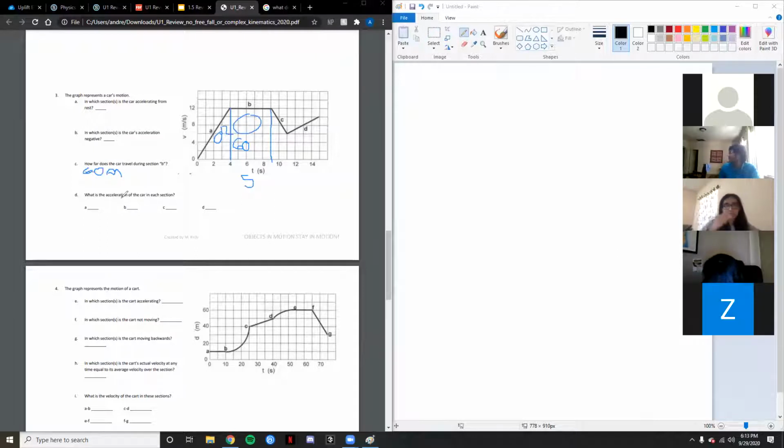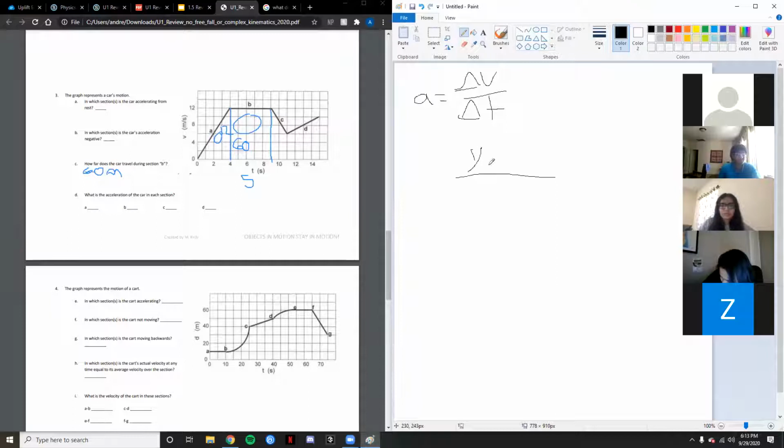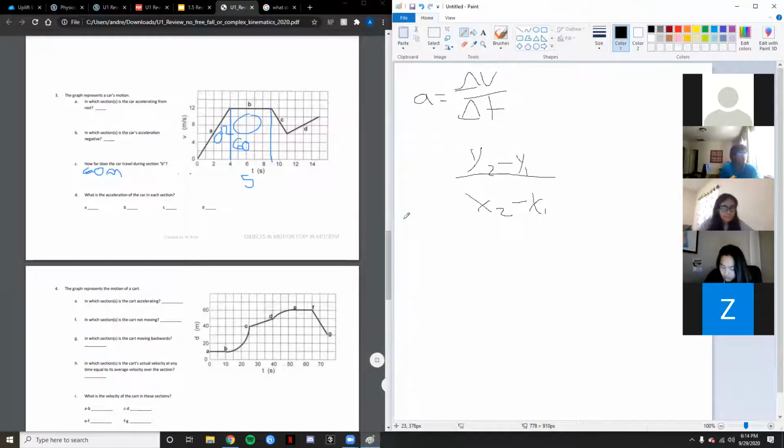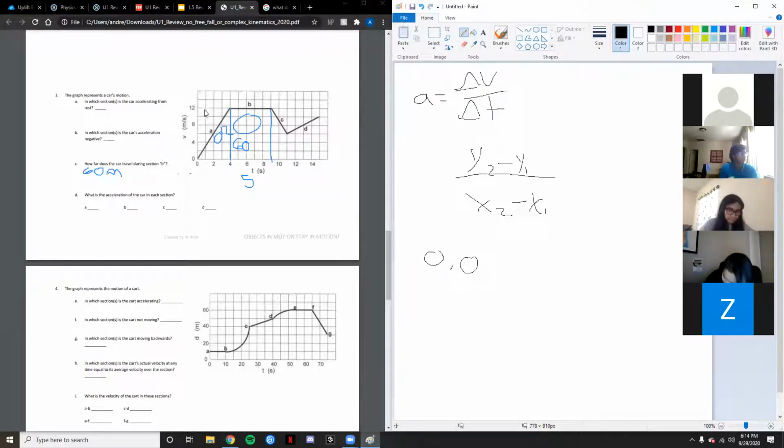And then D asks, what is the acceleration of the car in each section? So now we've got to find the acceleration. This is what I use to find acceleration. A equals change in velocity over time. Another way you can write this is y2 minus y1 over x2 minus x1, which we learned in like 7th, 8th grade with Mr. Finch, not that hard. So you take any 2 points. What I do is I take the endpoints. So to find the acceleration in A, I would take 0, 0 and 4, 12.